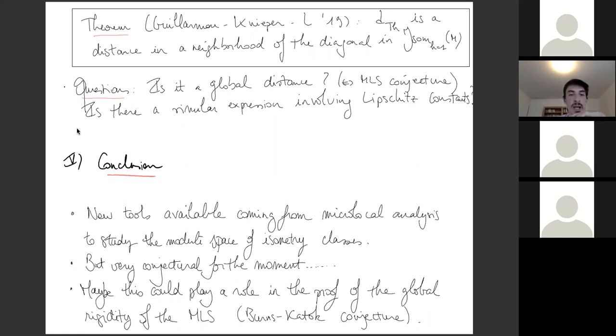All right, so to conclude, just a very brief conclusion about these two last points. We have new tools available that come from microlocal analysis and which allow us to define geometric notions to study the moduli space of isometry classes. But of course, everything is very conjectural for the moment, so there are no results about this. And we hope that maybe at some point this could play a role in the proof of the global rigidity of the marked length spectrum conjecture, namely the Burns-Katok conjecture. All right, so I think I will stop here because I'm running out of time.